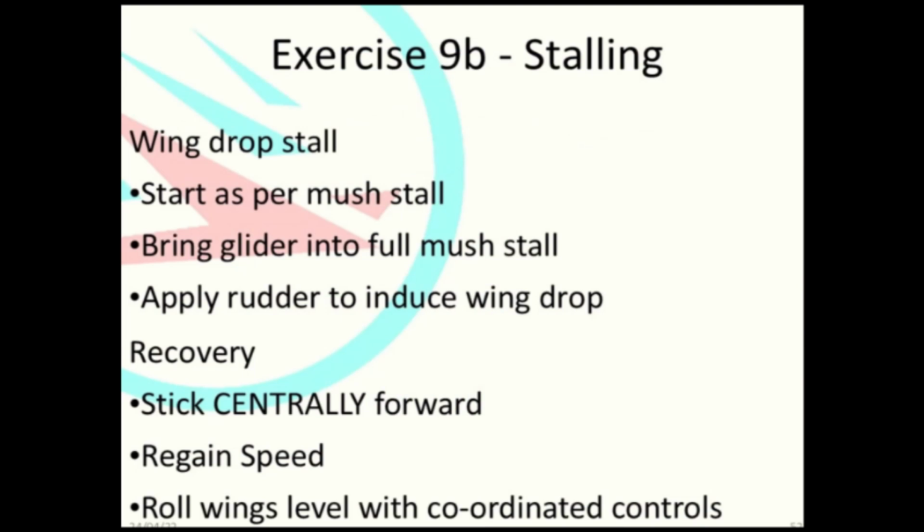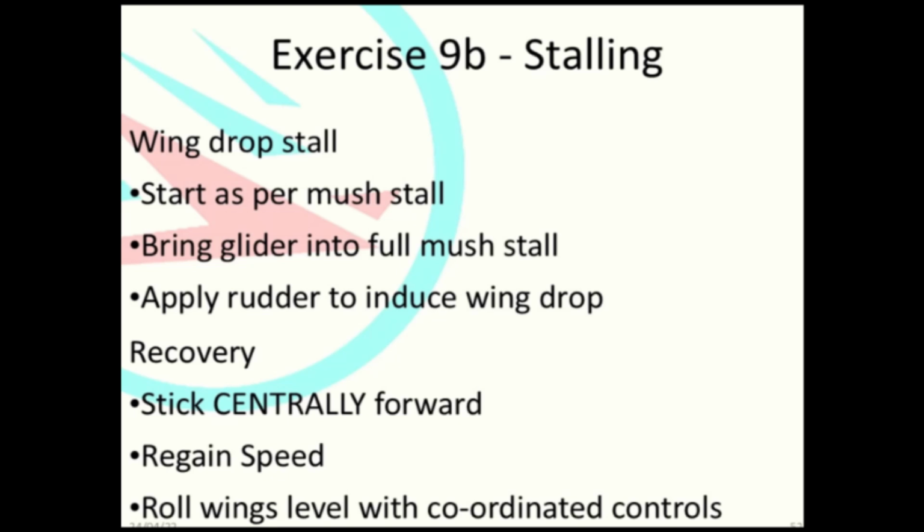So the last exercise is the wing drop stall. The way we demonstrate this is we start by bringing the glider up into a mush stall in exactly the same way as we discussed earlier. Once we're in the full mush stall, when you want the wing to drop, apply the rudder to induce the wing drop. Do not use the ailerons and try to roll it. We are inducing the wing drop by yawing the glider with the rudder.